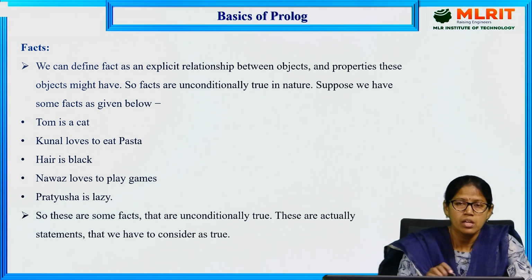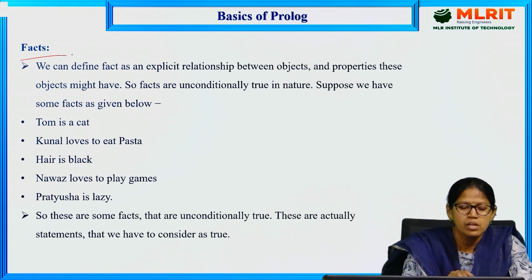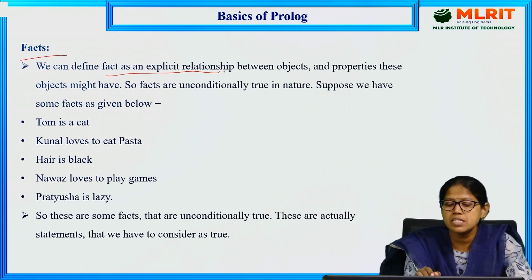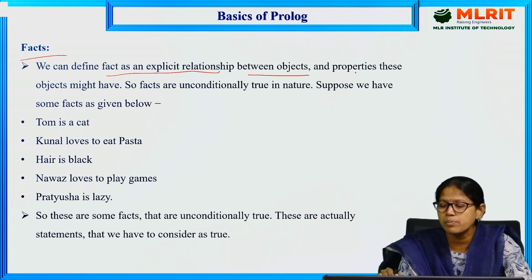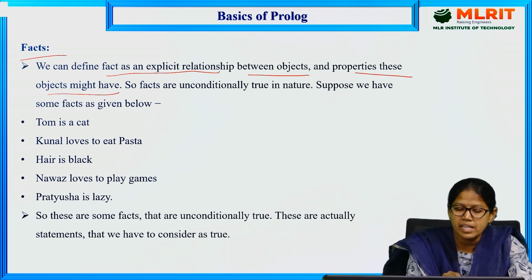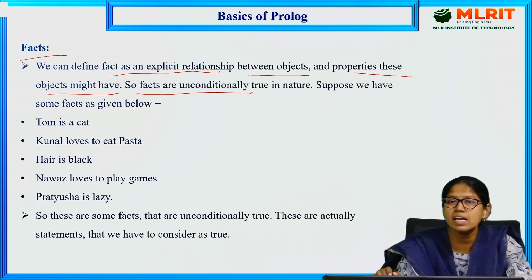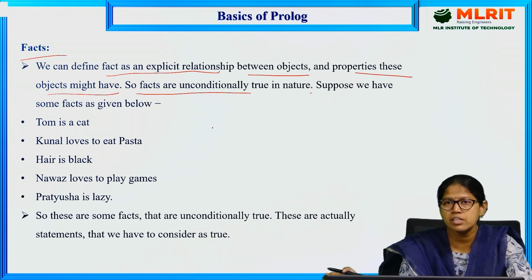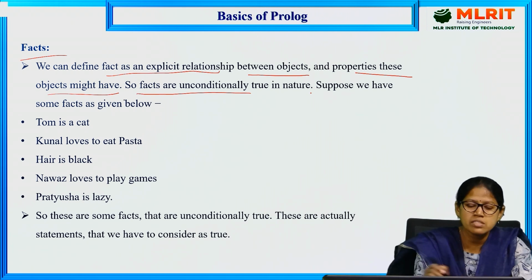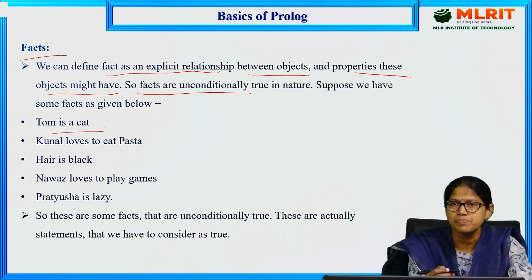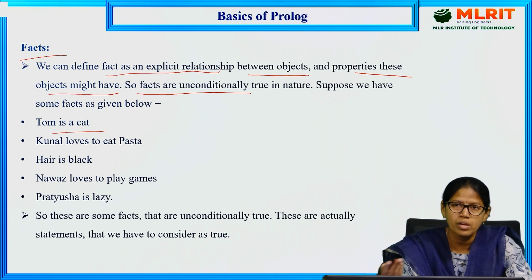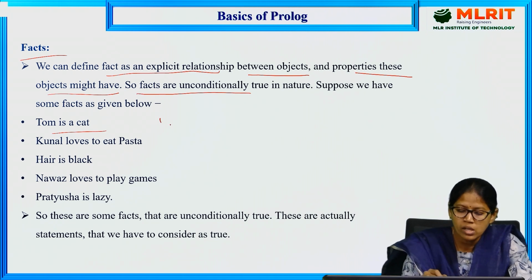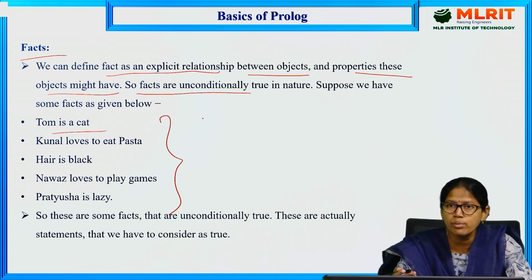Let's see, what are facts? We can define facts as explicit relationships between objects and the properties these objects might have. Facts are unconditionally true in nature. Whatever we write in the knowledge base will be unconditionally true. Suppose we have some facts: Tom is a cat, so the cat's name is Tom. All these are unconditionally true. There is no condition attached.